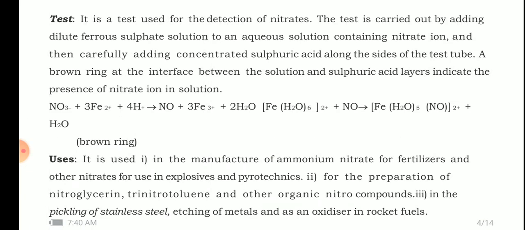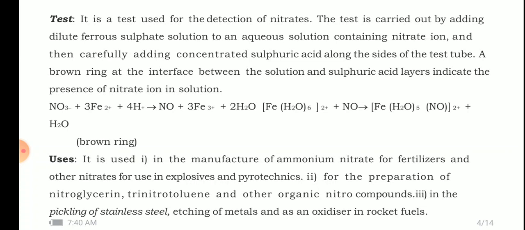Next we have got the brown ring test. It is a very important test. It is the test to identify the nitrate ion in any compound. It is a test used for the detection of nitrates. The test is carried out by adding dilute ferrous sulfate solution to an aqueous solution containing nitrate ion.